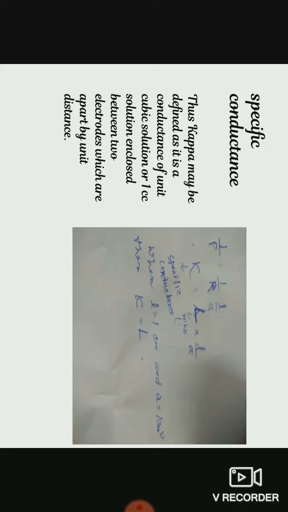Kappa may be defined as the conductance of a unit cubic solution or 1 cc solution enclosed between two electrodes which are apart by unit distance from each other. L into A is the volume, so we can call it a unit cubic solution, 1 into 1, or 1 cc solution enclosed between two electrodes apart by unit distance, that is L is equal to 1. So when L is equal to 1 and A is equal to 1, kappa is equal to mho, or the conductance of the solution.